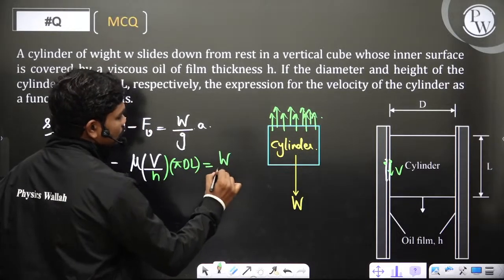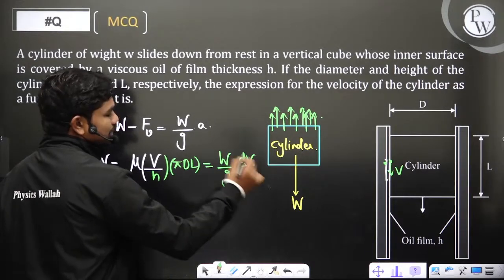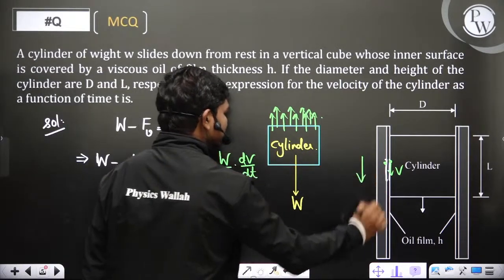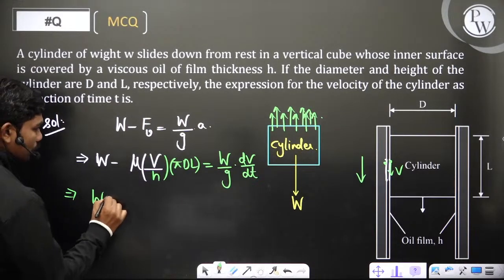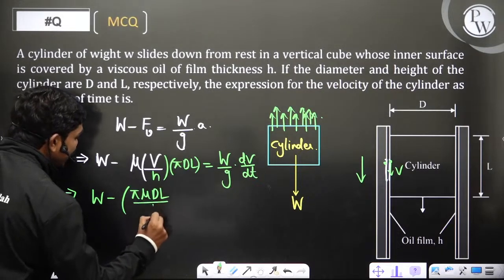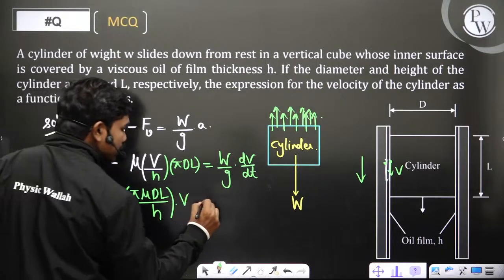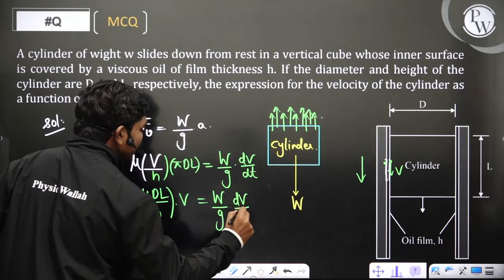So this is W by g into acceleration dv by dt. Actually I should write vectors, but motion is only in the y direction, so I'm writing only this. Now you can clearly see W minus pi mu dl by h into v is equal to W by g into dv by dt, obviously here.